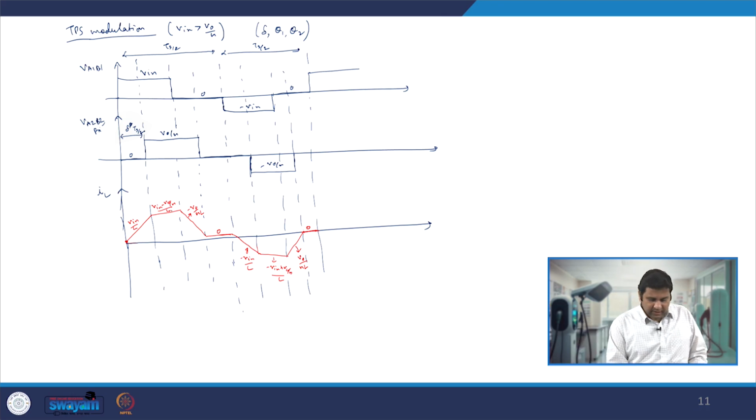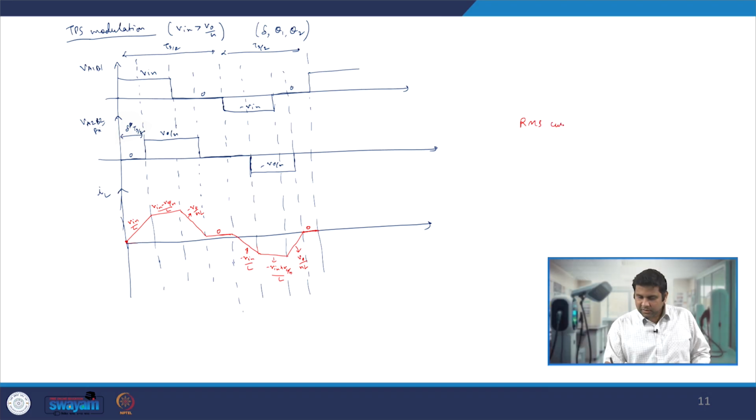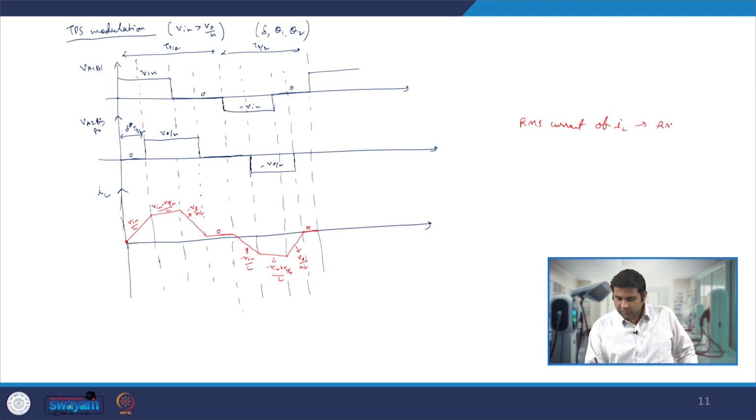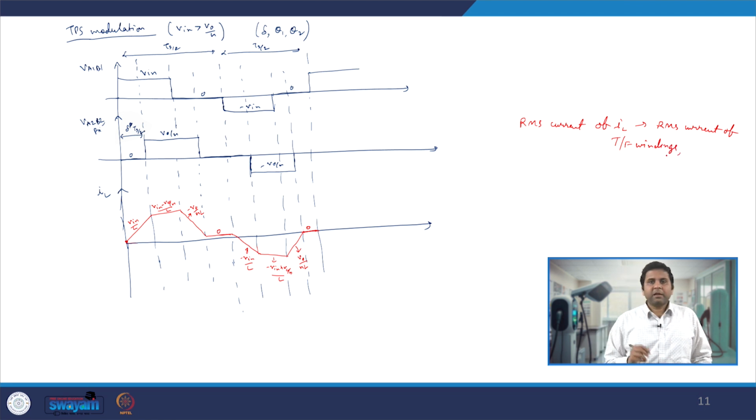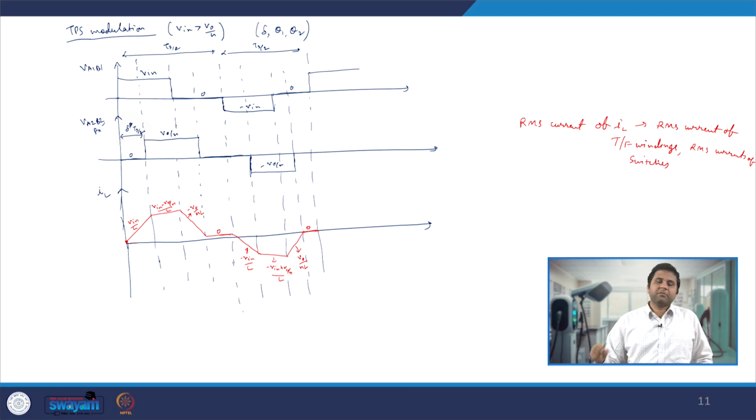So with this kind of thing, you see there are several segregations or several parts of this inductor current, and then one can find out the RMS current of this, and then understand which modulation schemes will give the reduced RMS current of the inductor current, because the RMS current of the inductor current actually tells you the RMS current of transformer windings, because the same current is going through the transformer windings, and it will actually determine the currents of switches as well, because the same amount of current will be drawn from the switches.